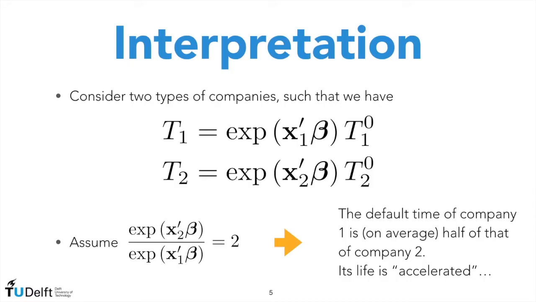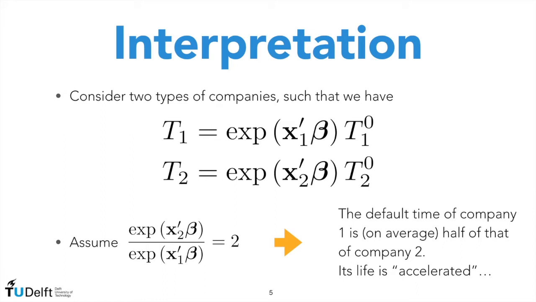Why do we call these models accelerated failure time models? Just have a look at the following example. Consider two types of companies, such that we can give the following two AFT representations. Now notice that in both cases the exponential term exp of x prime beta is nothing more than a multiplicative term for the exponentiated error terms represented by the capital T's, T1,0 and T2,0. And remember that the error term is exactly the object on which we make our parametric choices.